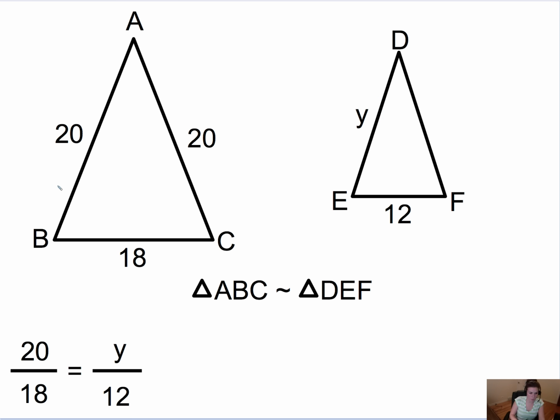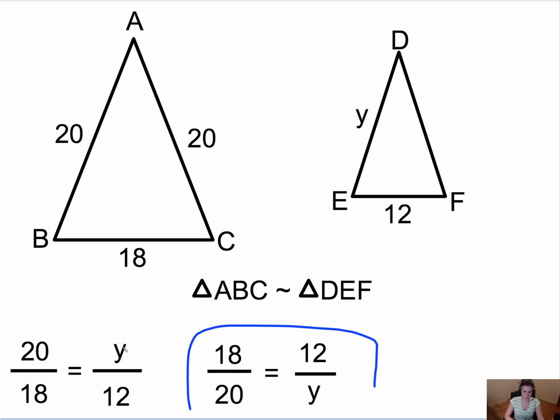You could set up 20 over 18, but if you do it that way, since we put the 20 on top, you have to be careful when you set up the other ratio that you put the y on top. So that would be y over 12. Or you could set it up, okay, so we're looking at this one in the middle now. This is the same proportion, we just flipped these upside down. So I did 18 over 20, but since I put the 18 on top in the ratio on the left, I have to put the 12 on top on the other one, and that's 12 over y.